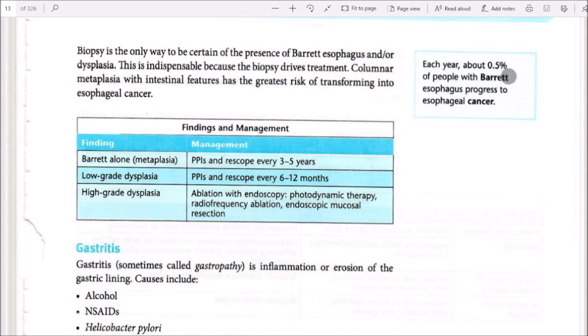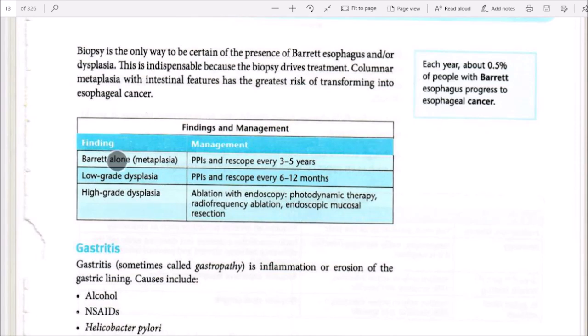Each year, about 0.5% of people with Barrett's esophagus progress to esophageal cancer. Findings and management. Barrett metaplasia alone: proton pump inhibitors and rescope every 3 to 5 years. Low-grade dysplasia: proton pump inhibitors and rescope every 6 to 12 months. High-grade dysplasia: ablation with endoscopy, photodynamic therapy, radiofrequency ablation, and endoscopic mucosal resection.